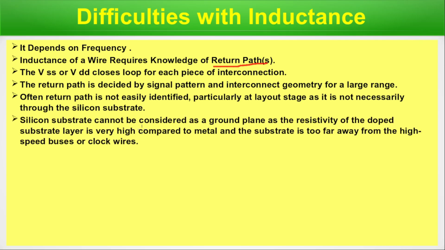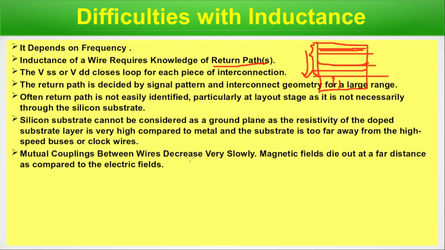And the silicon substrate cannot be considered as a ground plane as the resistivity of the doped substrate layer is very high compared to the metal, and the substrate is too far away from the high-speed buses or clock wire. If we take the cross section, these are the top metal layers here, and somewhere here is the substrate. So from the top level wires, the substrate is quite far. This is one reason, and another is that the silicon substrate, although it's lightly doped, still has a resistivity much higher compared to the metal. So it's not a very feasible solution.